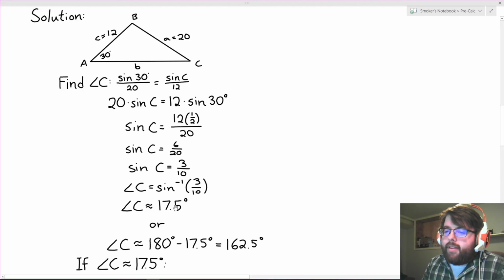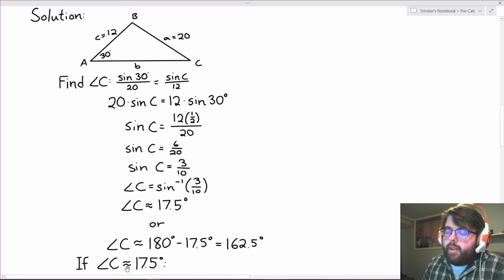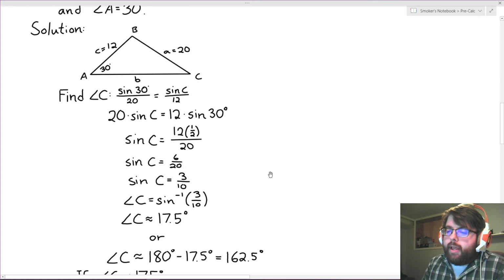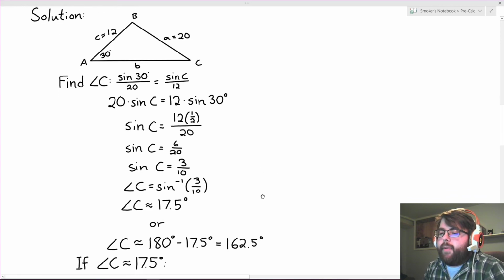Okay, so you still have to find angle B and side B for this angle measure here. So we have to solve the triangle for that case, and that's what I'm doing right here. If angle C is 17.5, find angle B and find side B, and that's what I'm going to go through. And there's no way that 162.5 can be a triangle because this is just a one triangle case. Okay, so hopefully that made sense.